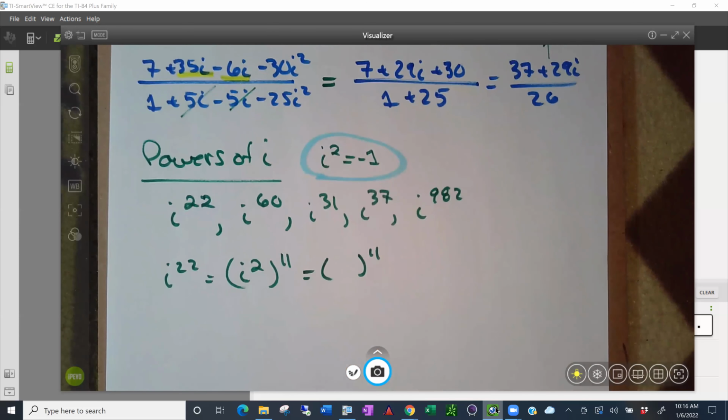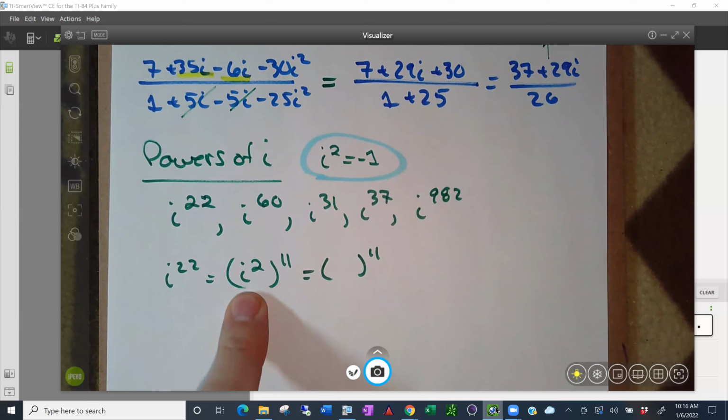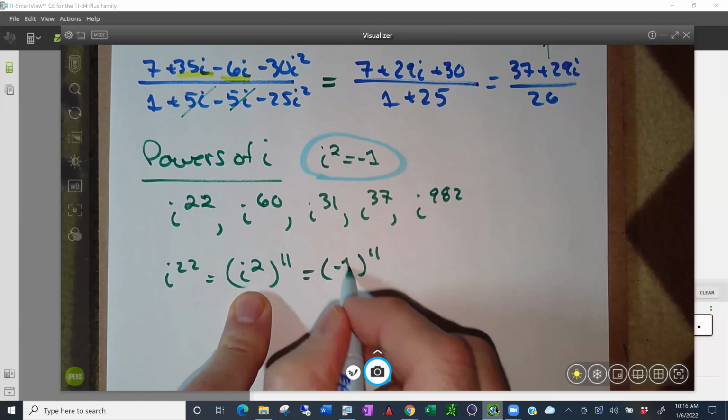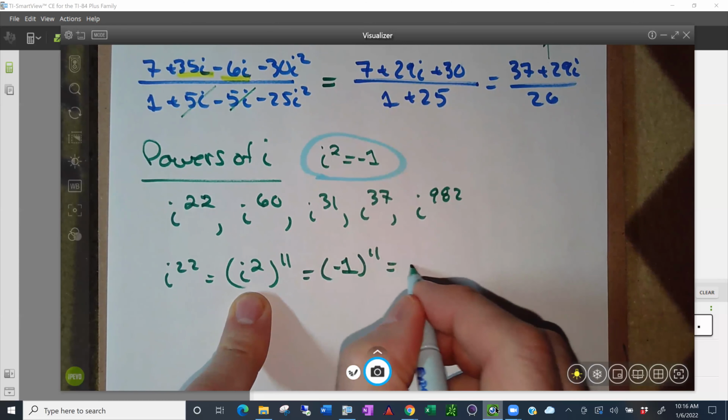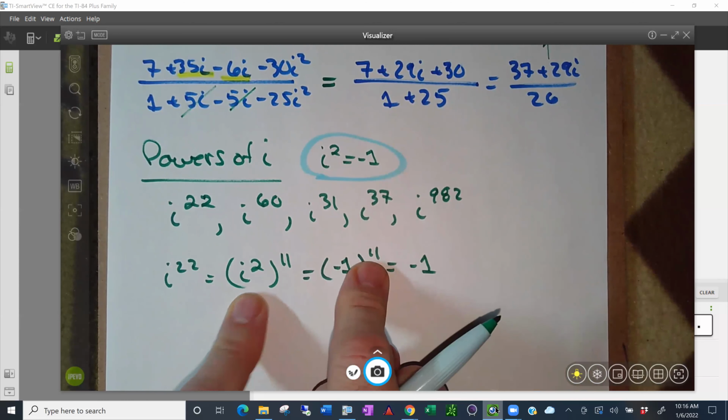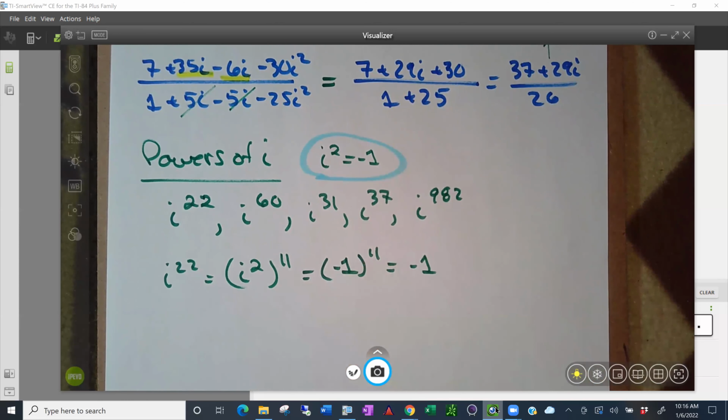But here's the cool part. You know what's inside here, right? What can I replace i squared with? -1. And -1 to the 11th power, because this is an odd exponent, gives me -1. And guess what? That's it. That's your answer. We're done. Any questions on that one? Would you like to see another one?